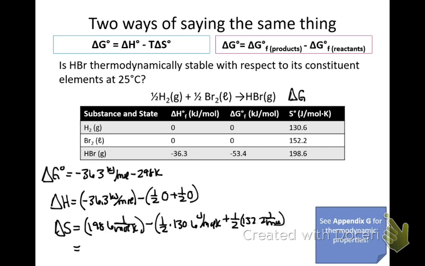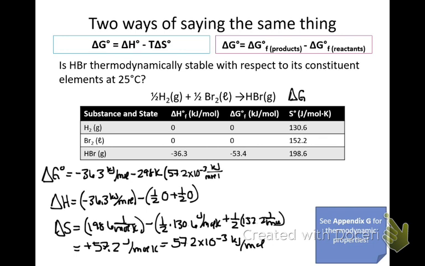And if you do all that, I get that delta S for this reaction is 57.2 joules per mole times Kelvin. And I can make that into kilojoules by doing 57.2 times 10 to the minus 3 kilojoules per mole Kelvin. Okay, so I can put that in here so that way all of our units are in kilojoules. And so that'll be 57.2 times 10 to the minus 3 kilojoules per mole times Kelvin.